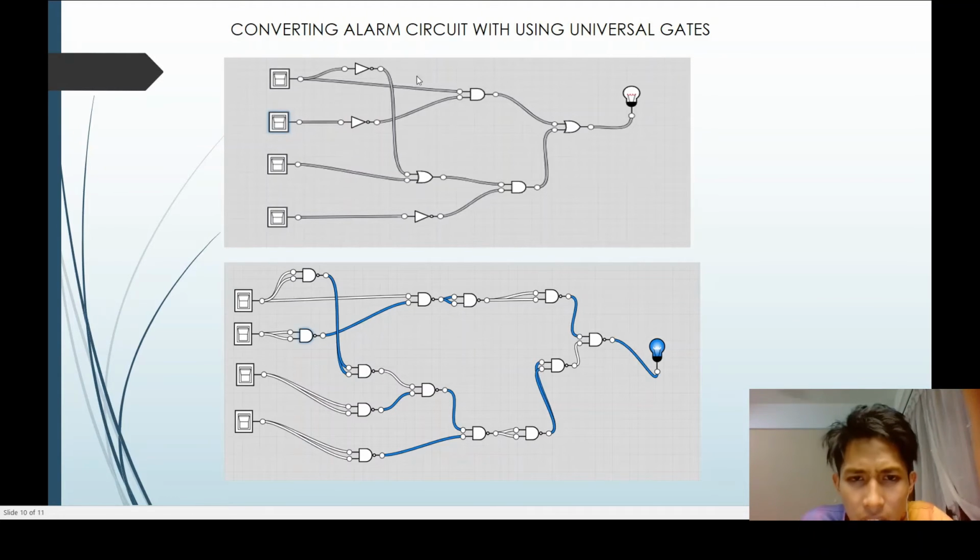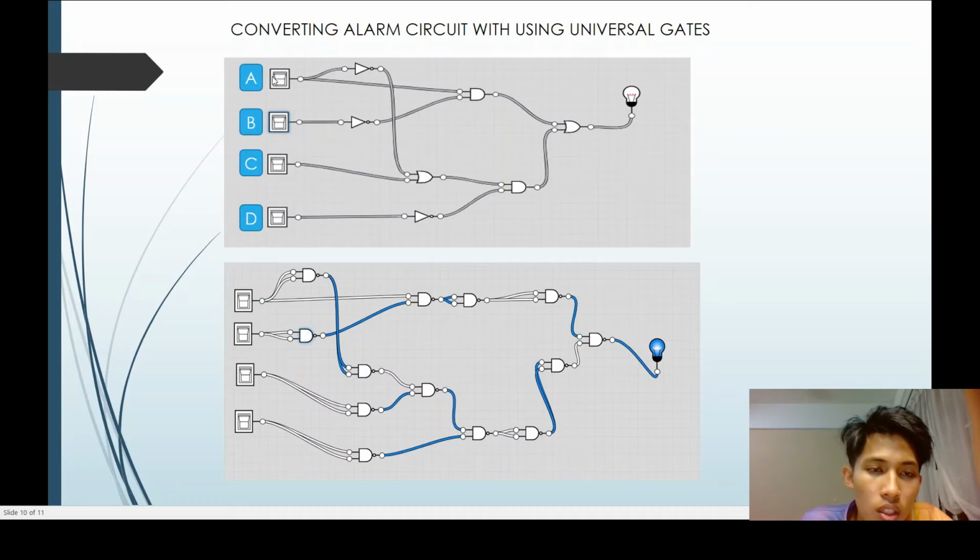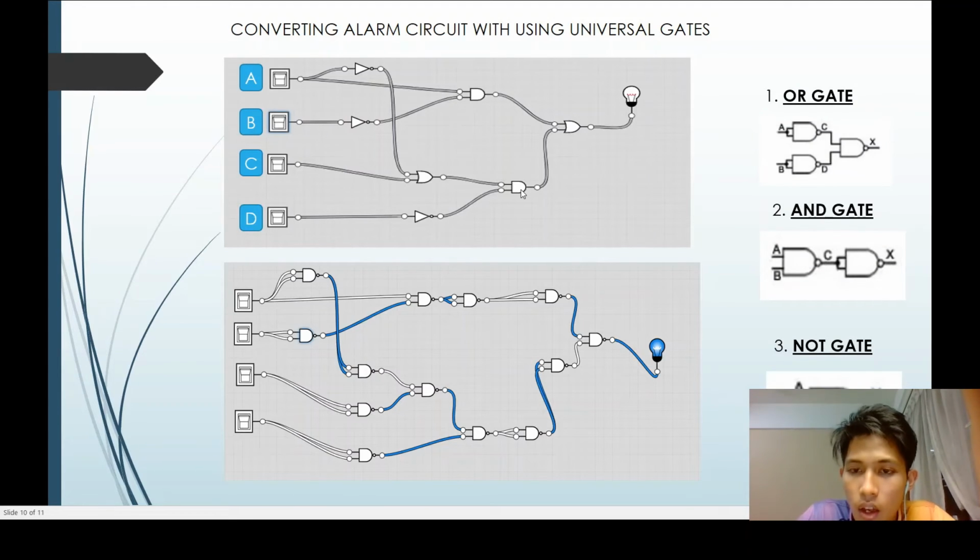So the first diagram here is the original circuit that I already explained to you just now from the previous slide. So here is the switch. The switch here is referring to the input. So the first ones are A, B, C, and D. So here are the nodes as our guide to convert this circuit.